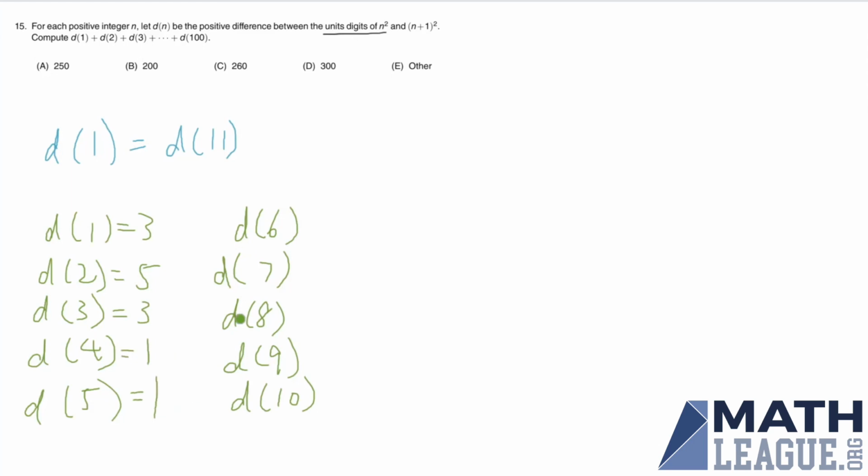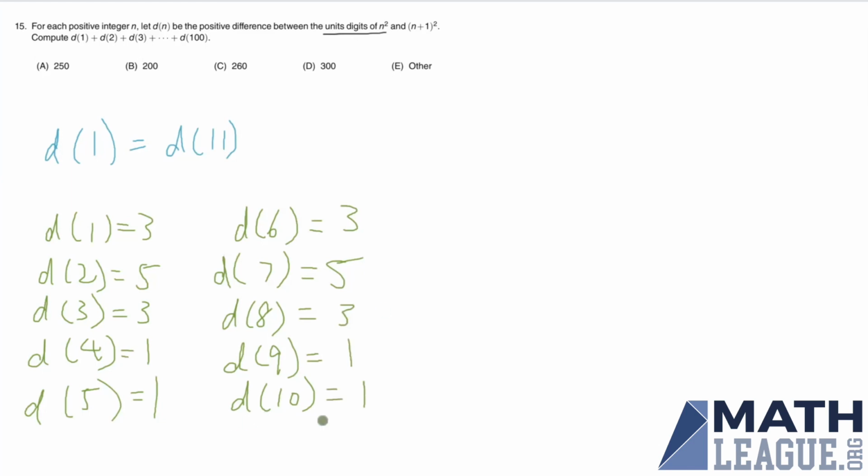So for that, we then see that d of 6, from 36 to 49, is 3, d of 7, from 49 to 64, is 5, not 3. And then d of 8 is the difference between the units digits of 8 squared and 9 squared, which is 3 again. And then finally, d of 9 and d of 10 are both 1.